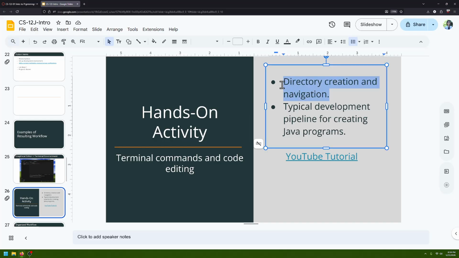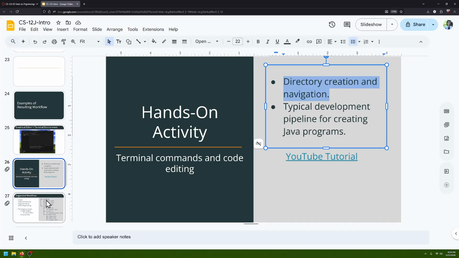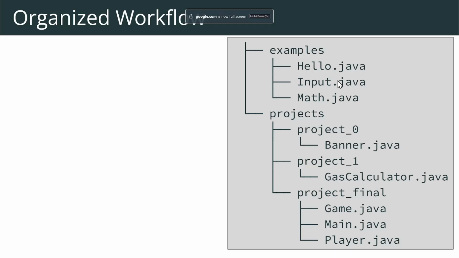First, I wanted to talk about an organized workflow. This is where we create folders and put files in the correct locations. In this class, it might be a good idea to have some sort of organization. Here in this diagram, this is visualizing the contents of a certain folder.